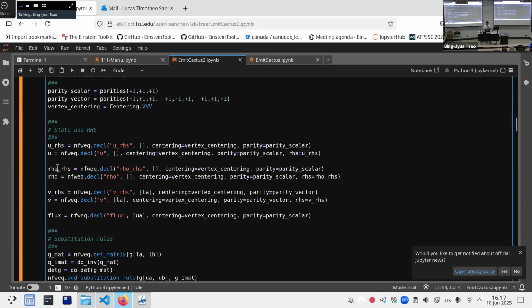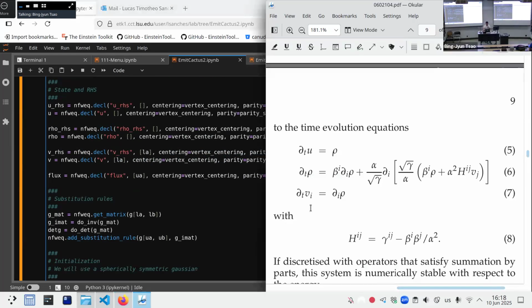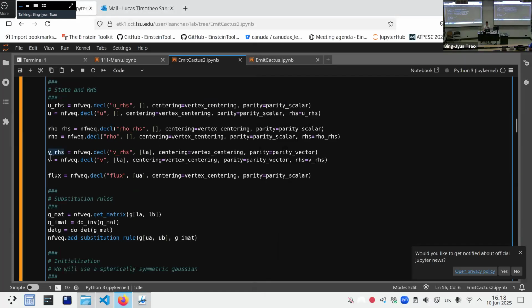I am doing the same thing here for the remaining variables, for rho, another scalar variable. But v, remember, v is a vector quantity, right? So I am defining v right-hand side and v both as vectors taking a lower index LA, right? And here I have the proper parity set.